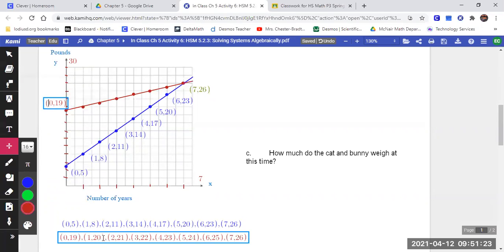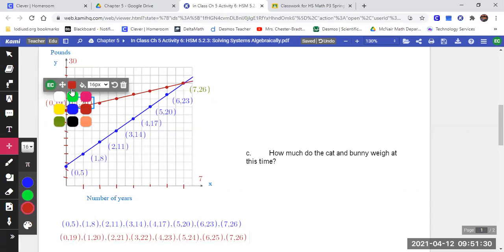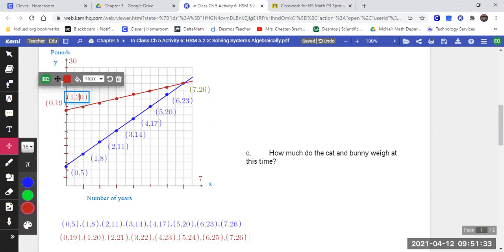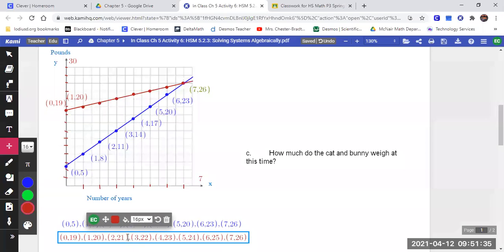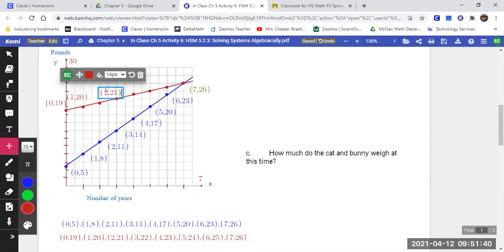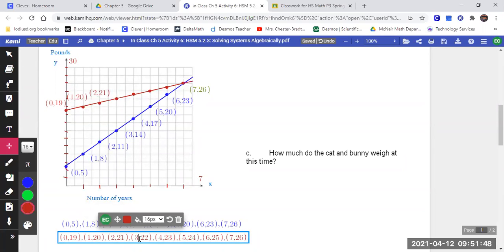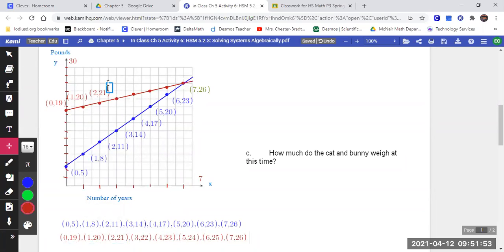Now, since cat's not going up quite as much, notice I put his first coordinate off the graph, so I had space to put the other ones. Because bunny's going up by 3, there's a little more space to fit the coordinates. Some you're going to have to put a little bit higher and some a little lower, and it's fine. Just keep them in the general area so that people can know what the point means.